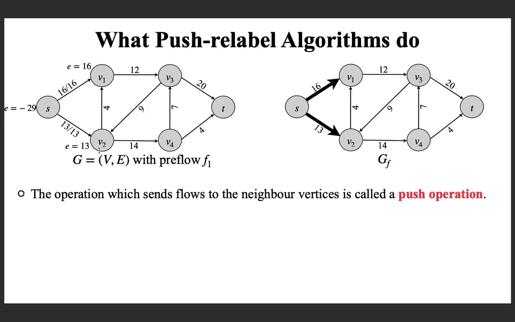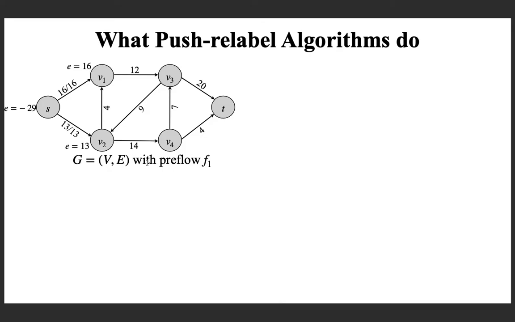The operation which sends flow to the neighboring vertices is what is called a push operation, and that is how the algorithm gets the word push in its name. Now you have a preflow. Recall that it is a preflow, not a flow, because it does not satisfy the flow conservation property.